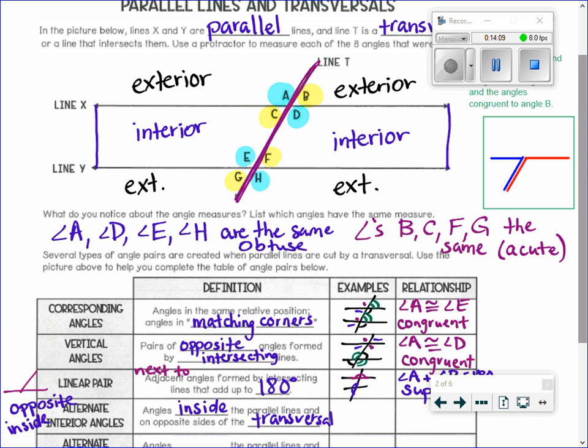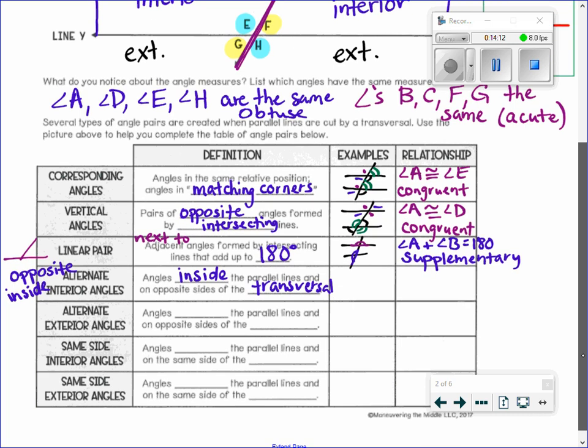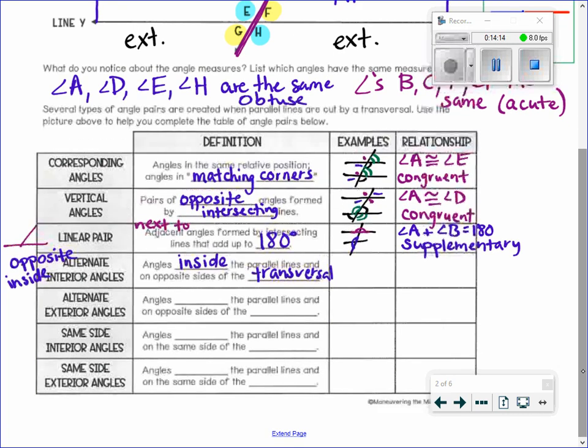So alternate interior means opposite on the inside. So if I have my parallel lines with the transversal, the opposite on the inside would be this angle right here is opposite from this angle right there. They're on opposite, alternate, and they're both on the inside. There's two different pairs of alternate interior. There's that one right there, and then we can have another one. This one is alternate interior from that angle. They're on opposite sides, alternate, of the transversal, and they're inside those parallel lines.